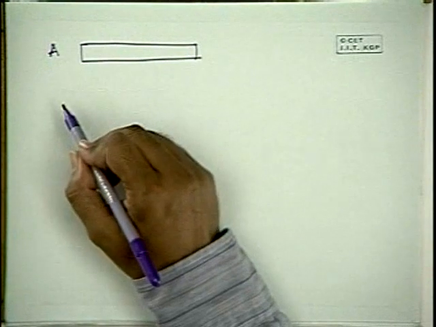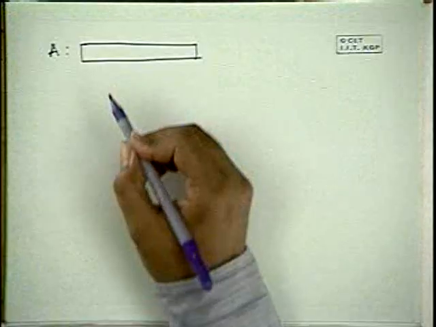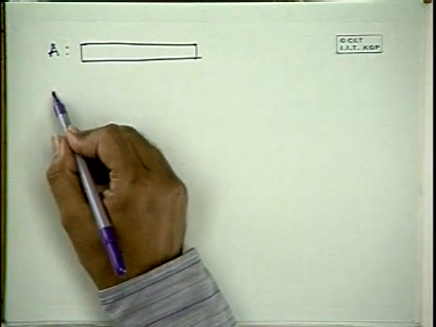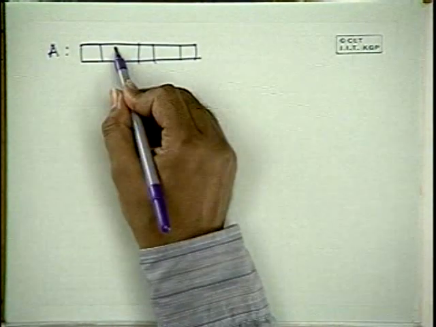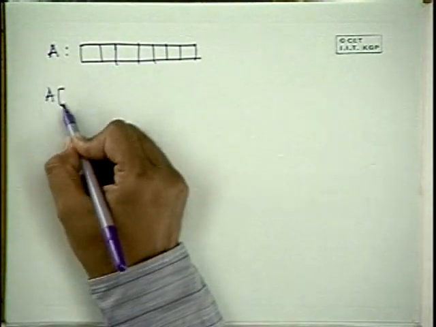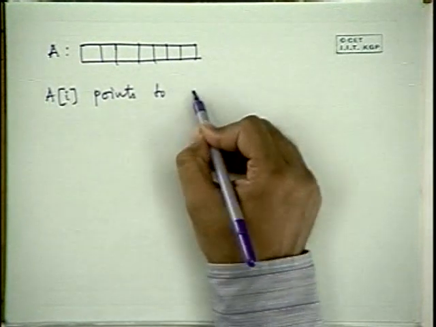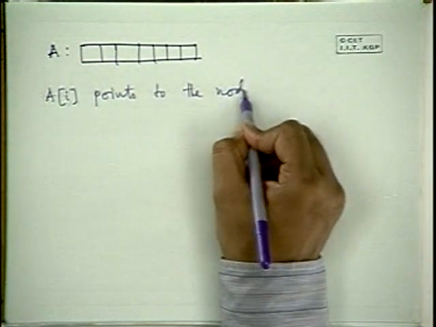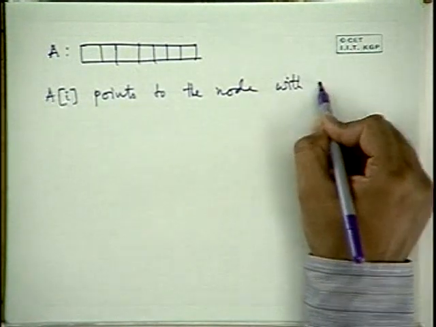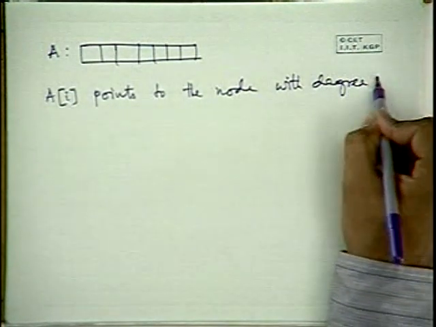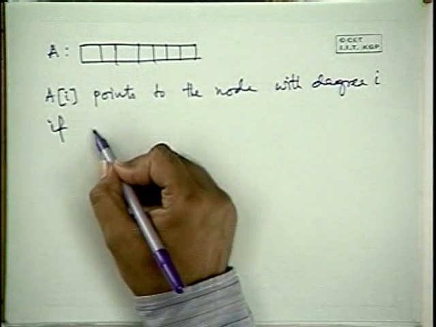Where A[i], so what is the invariant? A[i] points to the node with degree i, if it is vacant.